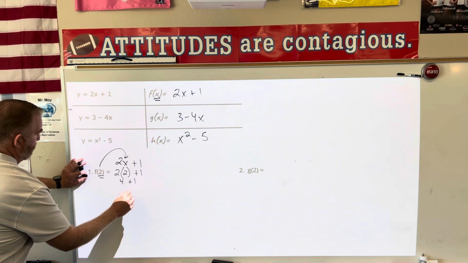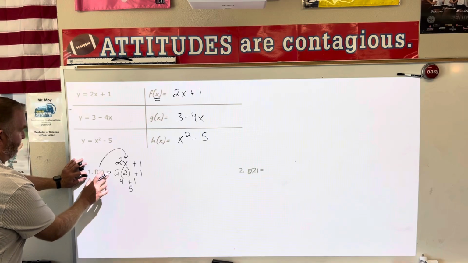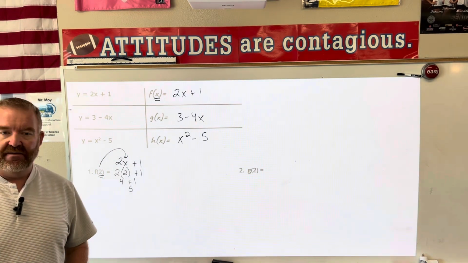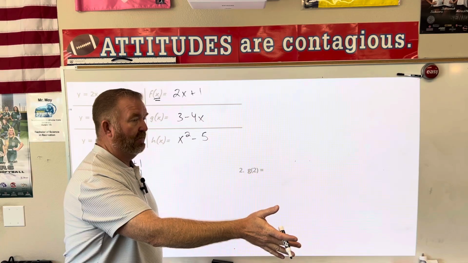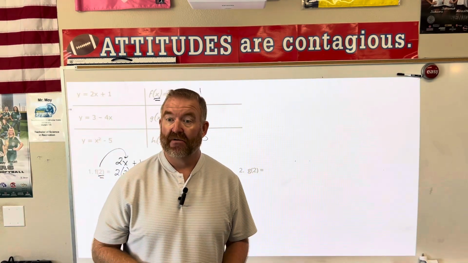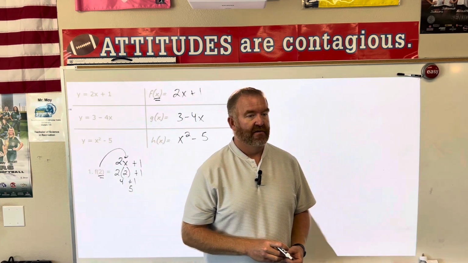4 plus 1? 5. So the function of 2 equals 5. That's what that means. My input, and my what? Output. I put 2 in, I got 5 out. That's my answer. That's it.